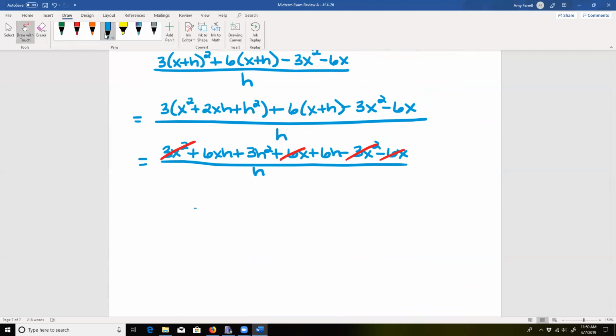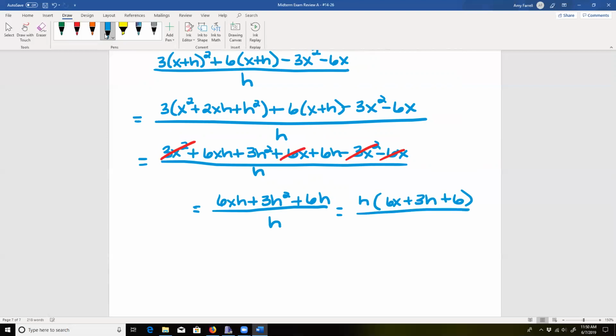Okay, so left in the numerator we have 6xh plus 3h squared plus 6h, and all of this is over h. Last thing you're going to do is reduce. Every term contains an h. If you can see that without factoring an h out as a GCF, go for it. You don't have to do this, but if you factor out an h from the numerator, noticing it's a GCF, then you can cancel that common factor in the top and bottom. So the final answer is 6x plus 3h plus 6.